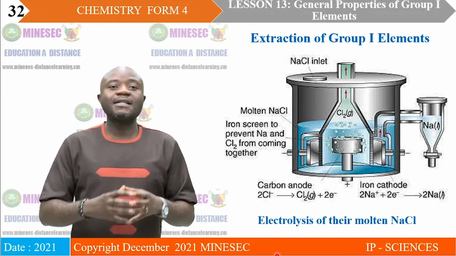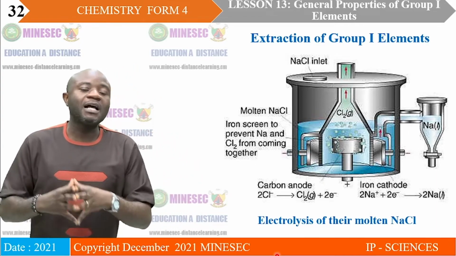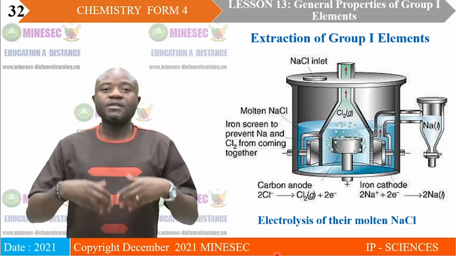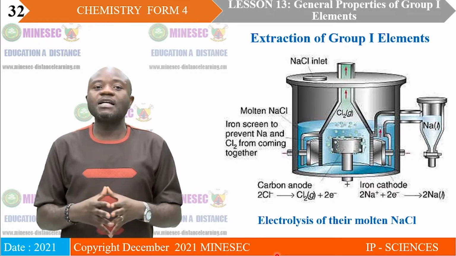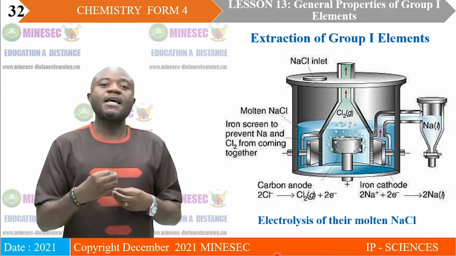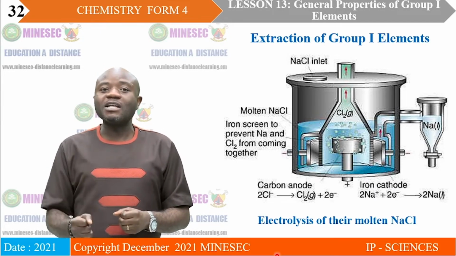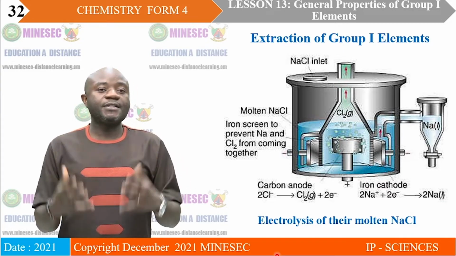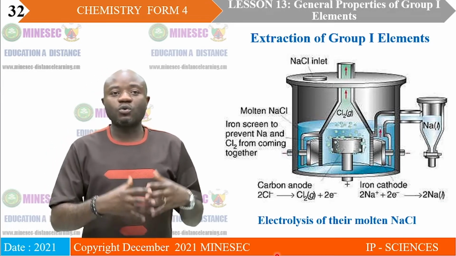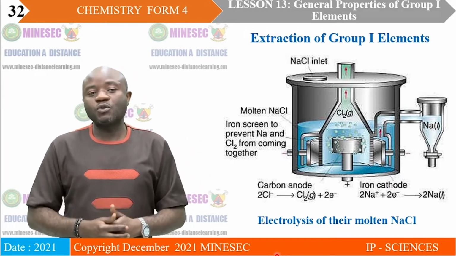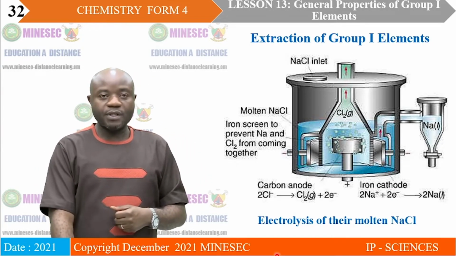During this process, the cathode is made from iron and the anode is made from carbon. At the cathode, the sodium ion in our electrolyte gains electrons and gets discharged to form sodium metal, which is collected in the liquid state, and when allowed to cool, it solidifies. Then at the anode, chlorine gas is produced as a result of chloride ions losing electrons to form chlorine gas.